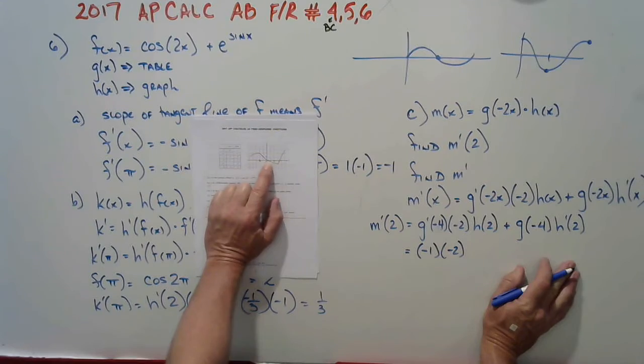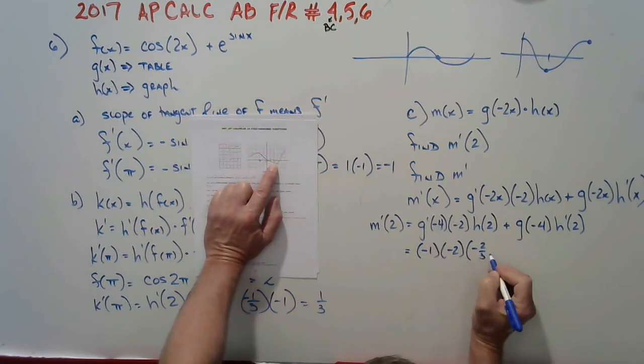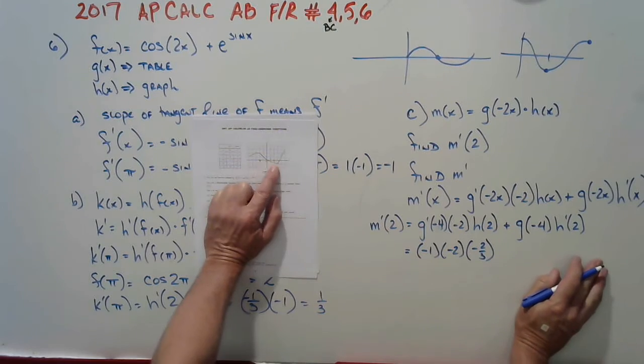On your graph, you know the slope. We decided the slope was negative 1/3 right there. So if the slope is negative 1/3, then that point is negative 2/3, right? From algebra 1. You don't just guess at that. You know 2 points, you can find the equation of the line. You know it goes through 0, 0, and it goes through 3, 1. You can find the equation of the line, plug in 2, and you get negative 2/3.